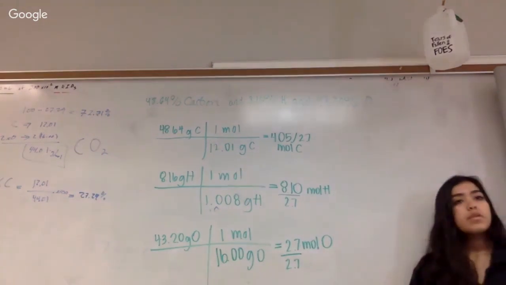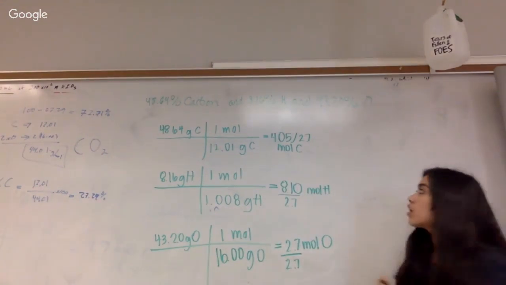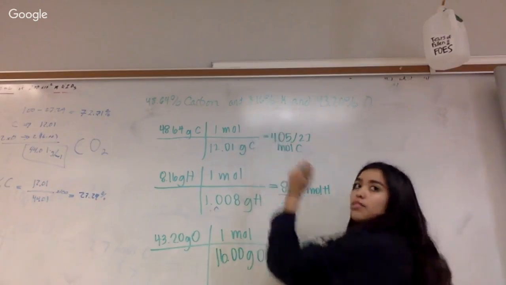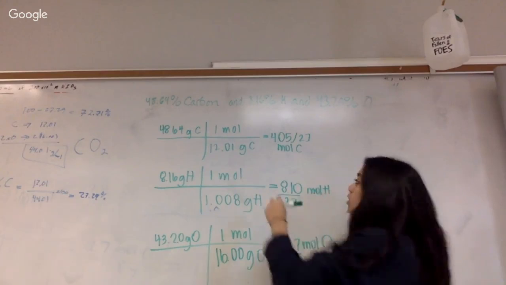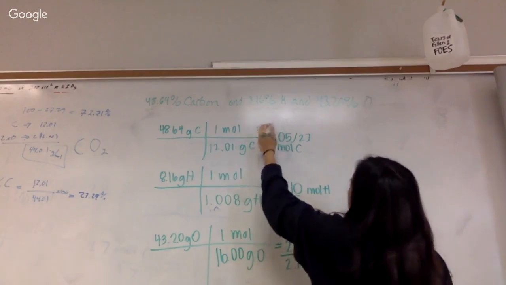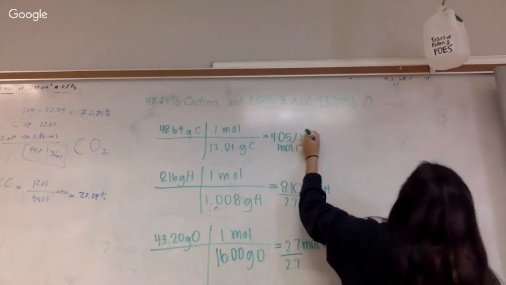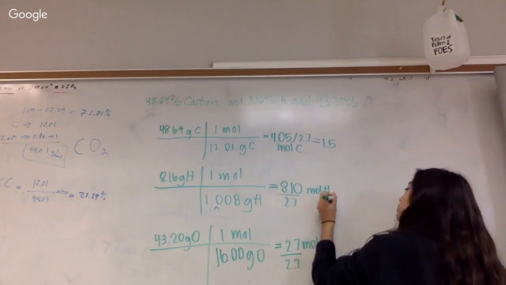That first one is 1.5. Carbon is 1.5. The first two, 4.1? No, 1.5. No, you're fine there. But when you divide it out, we get 4.5. The next one is 3.